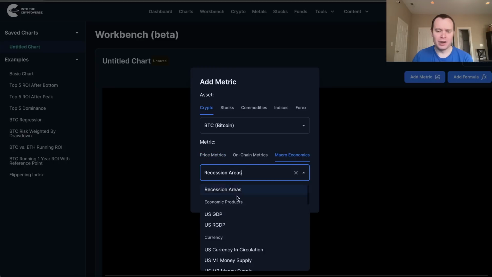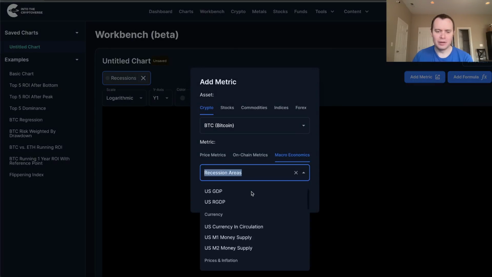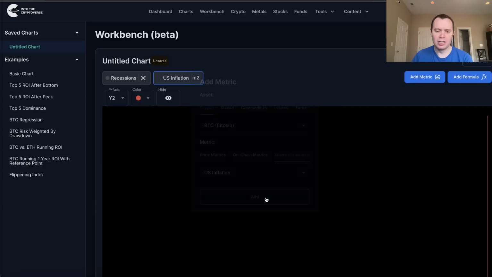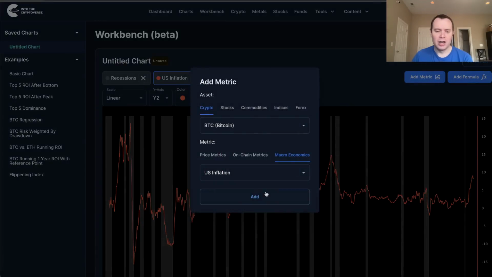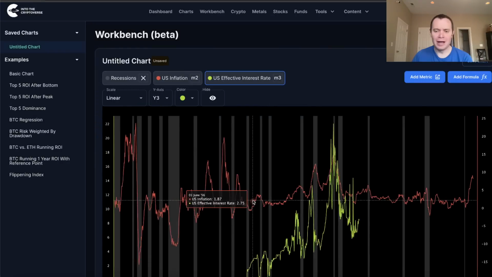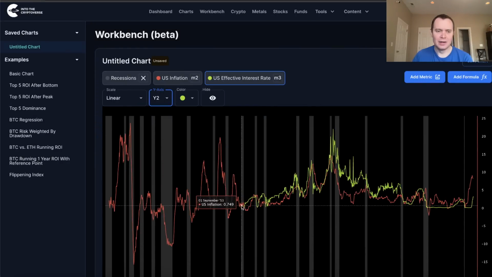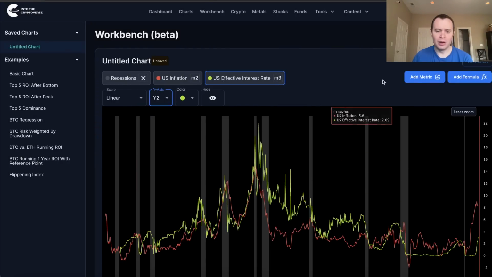So if we were to go over here, let's go ahead and put on recession areas so we can see what that looks like. And then we're going to put on inflation and just add that to the chart. And then we're also going to add the U.S. effective interest rate to the chart as well. We'll switch that to the same y-axis as inflation, and we'll go ahead and zoom into that area.